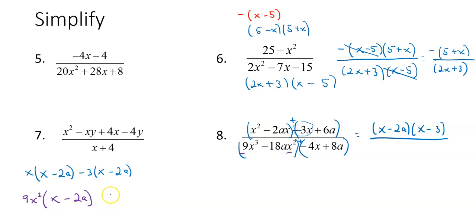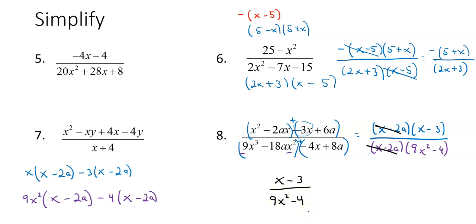Look at the second piece. For the second piece, again, I think I'd like a positive x. So let's pull a negative 4 out. Negative 4x divided by negative 4 is x. 8a divided by negative 4 is minus 2a. So I get x minus 2a times 9x squared minus 4. And now I can see a couple of things. One is that I got a common factor that cancels. That x minus 2a goes away top and bottom. So I'm left with x minus 3 over 9x squared minus 4.